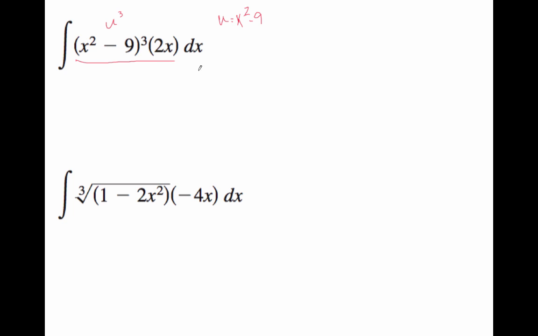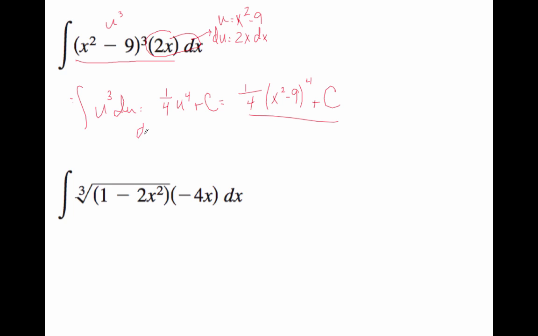But we have to figure out how to take care of the 2x dx. And where we get that is we take the derivative of u with implicit differentiation. So if u is x squared minus 9, du is 2x dx. And what do you know? How convenient that is. This part now can become just du. So in terms of u's, this function becomes the integral of u cubed du. I know you all know how to do that. That's 1/4 u to the 4th plus c. And then the final step is to just make the answer back in terms of x's. So we get 1/4 x squared minus 9 to the 4th plus c.